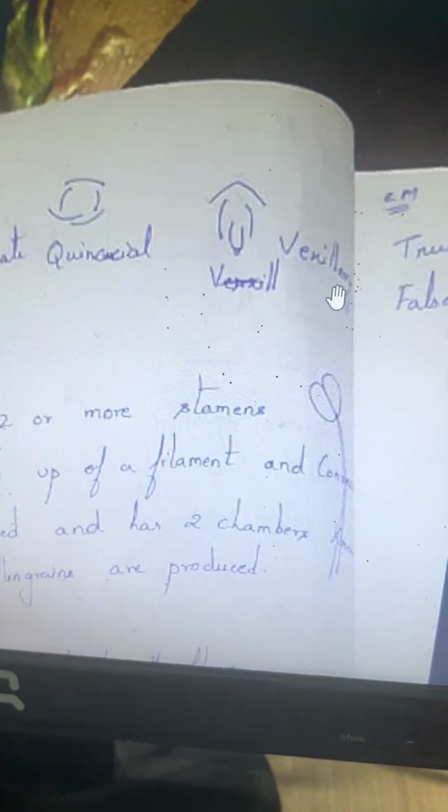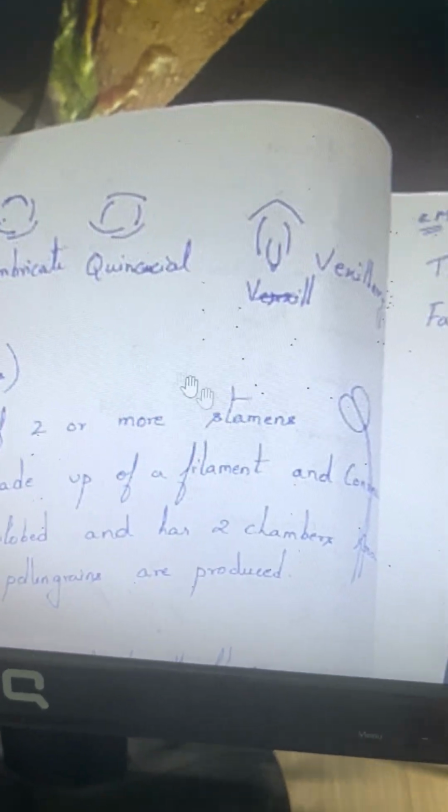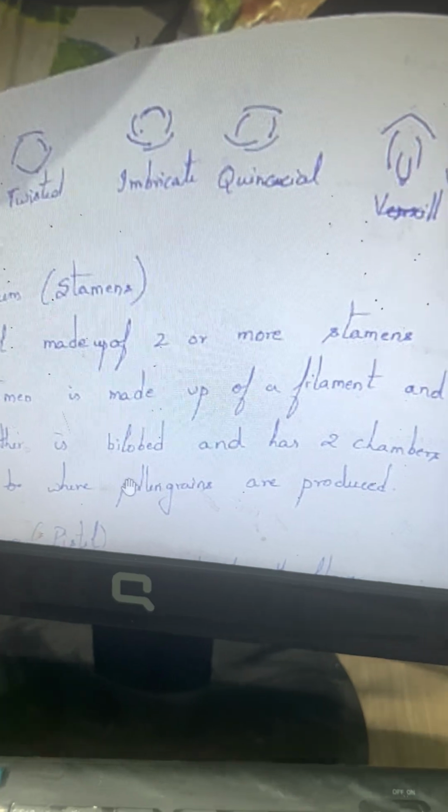So the arrangement of sepals and petals in contact with or in link with androecium and gynoecium is known as aestivation, and these are the types of aestivation.